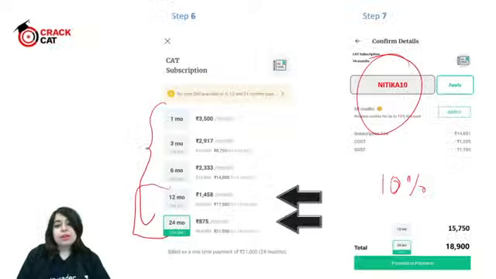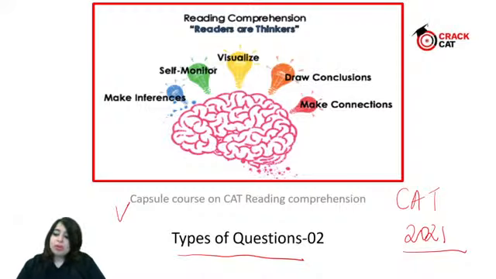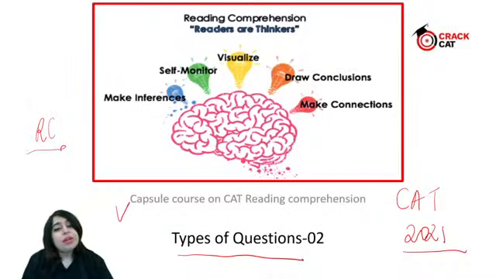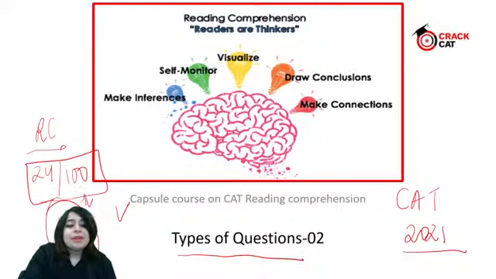Now let's see what we have at hand today. Just like I said, today we are targeting the types of questions that come on the reading comprehension on the CAT examination. So when we're going for the CAT exam, I hope you guys are aware RC remains a major chunk. We have already discussed how reading comprehension remains a big chunk of your examination, with 24 questions out of 100 being reading comprehension. So it's one fourth of your exam, right?